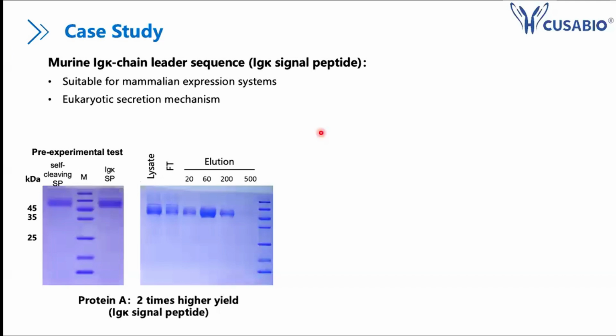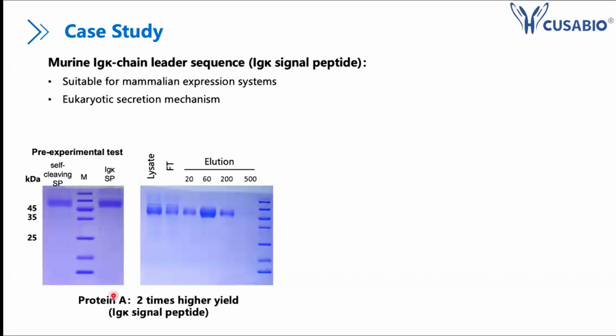Besides this, here's another case about the murine Ig kappa chain leader sequence. Let's simply call it the kappa signal peptide. This type of peptide is very suitable for the mammalian expression system. I think it has already been demonstrated in multiple studies that the expression level of proteins will change if you replace the signal peptide. The case that I'm showing here is a very good illustration.